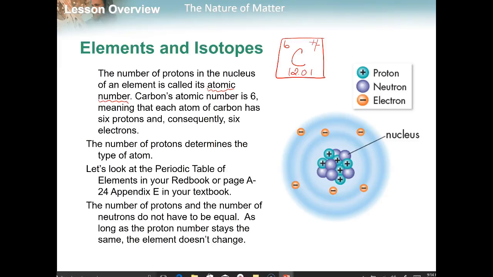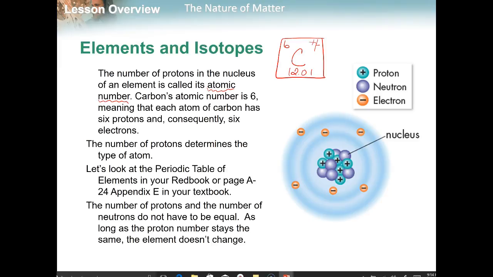If you do have your red book with you, it is in your red book in the reference pages, and you can open that up. If you have the older version of the textbook that I gave you, you can open that up into the back section and you'll be able to see a periodic table of elements. We'll go over that periodic table in class and familiarize you with it.